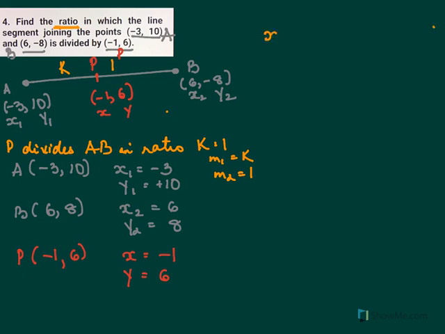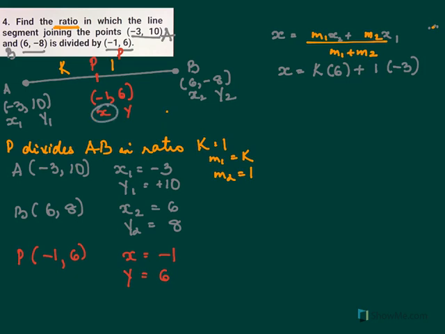We know our section formula for X is X equal to (M1 X2 plus M2 X1) over (M1 plus M2). So X equal to M1 is K, X2 is 6, plus M2 is 1 and X1 is -3. Now we also know our X, it's -1. So -1 equal to that over K plus 1.